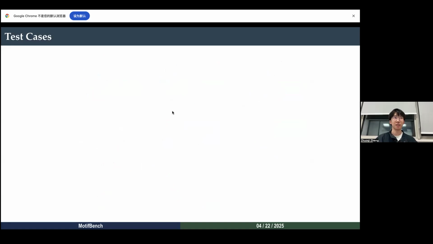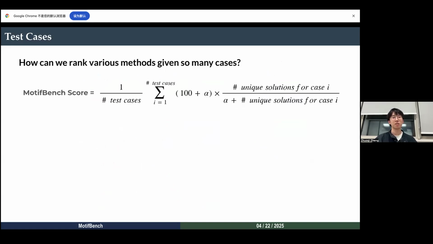So here we have another question: given so many different motifs, how do we rank various methods in a unified way across all these different motifs? So here we have this MotifBench score, which is mainly driven by the number of unique solutions with a control factor of alpha. And then we will get a MotifBench score for each of the motifs, and then we can average across the test cases to get a final MotifBench score for one single method.